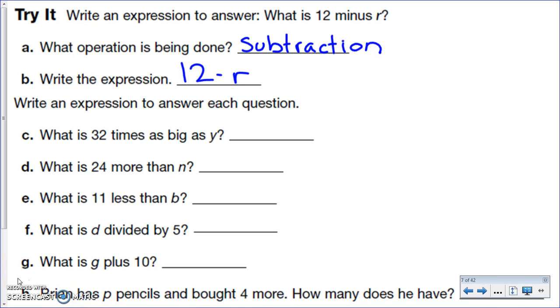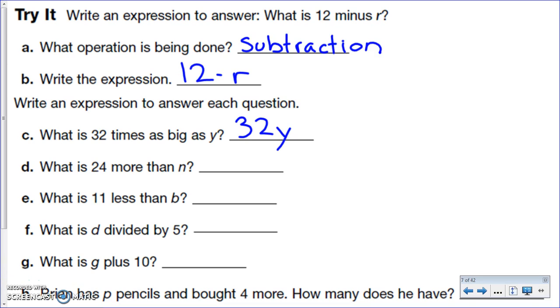Write an expression to answer each question. For C, what is 32 times as big as y? So we know times is multiplication, so our expression is going to be written as 32y. We don't need the x in for the multiplication symbol because when you put a number next to a variable, it means you're multiplying the two.